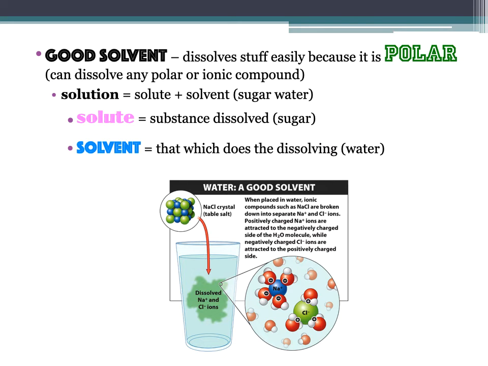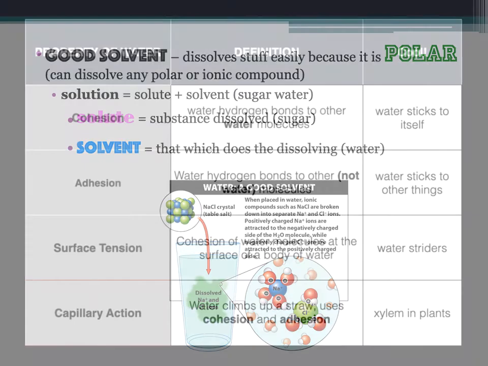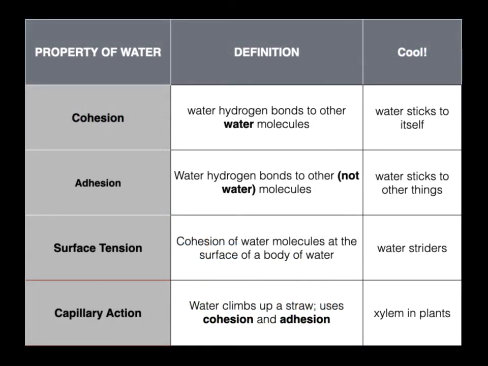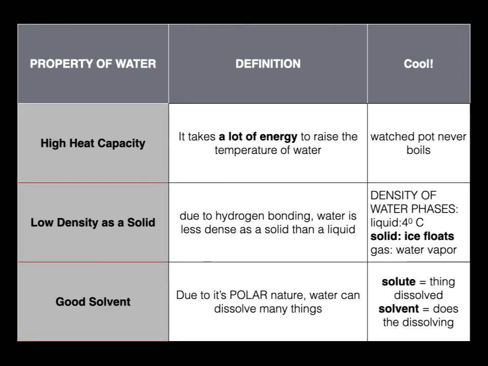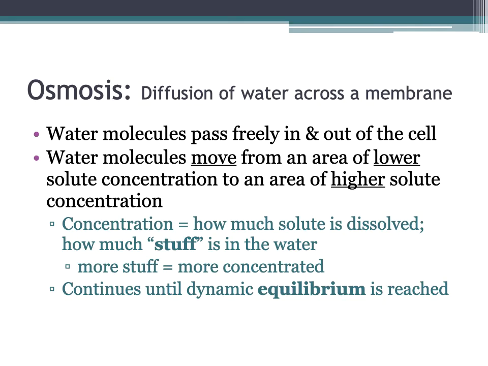Water is also a good solvent, and it dissolves things because it's polar. You need to know the difference between solute and solvent. So in the example of sugar water, Kool-Aid, the solute is what is getting dissolved, that's the sugar, and the solvent is what is doing the dissolving. That's the water in that case. I made a nice table that has the cohesion, adhesion, and all of the properties of water, which should be on your topic page.